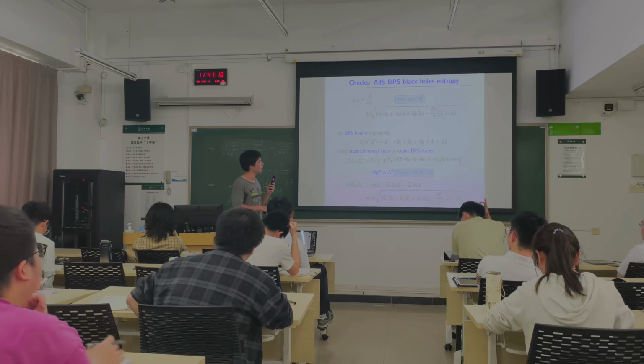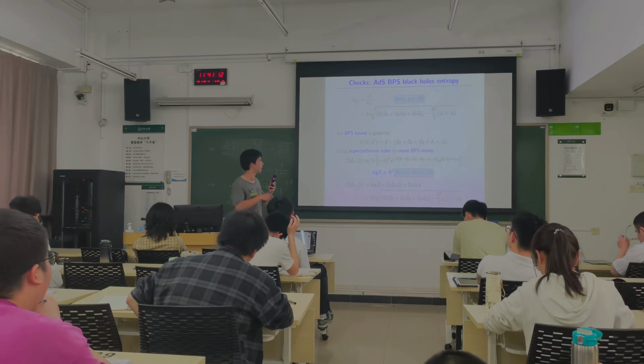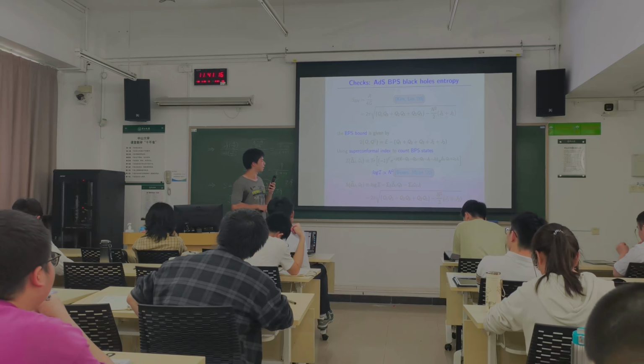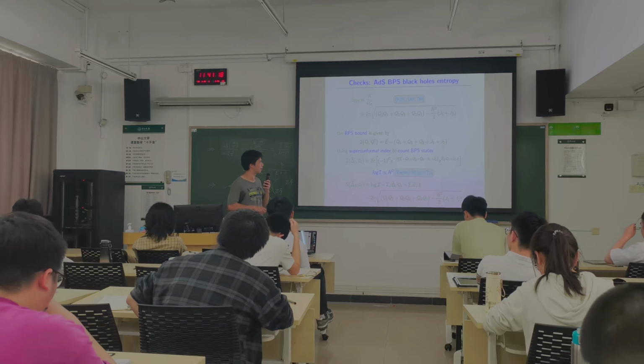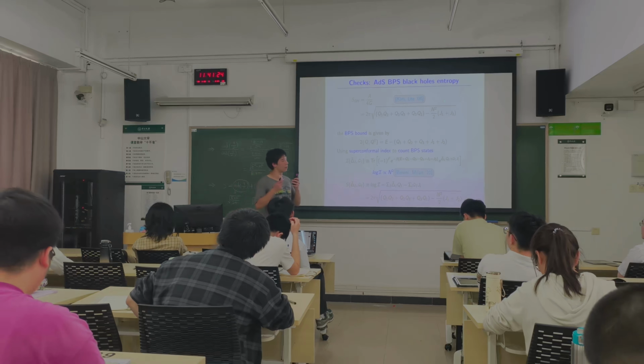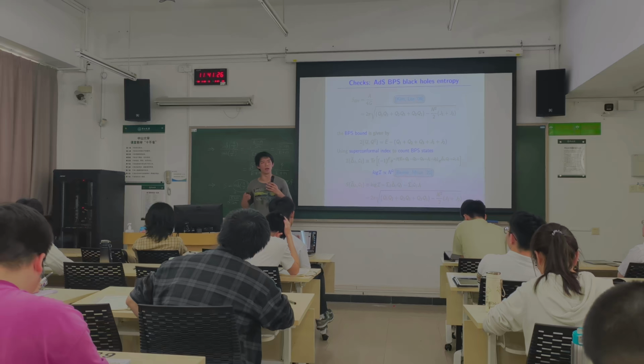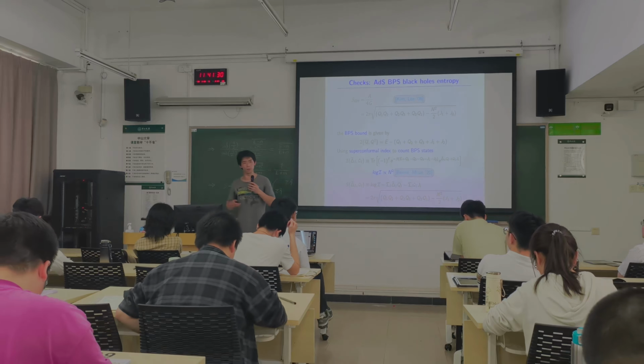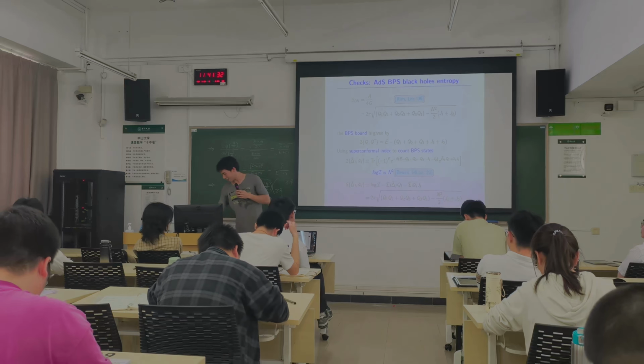And you can use this to count BPS states. After calculation, using some method, you get this result, and plugging it back into the definition of entropy from the gauge theory side, you get the same result as what you obtain from the gravity side. This is what we have as proof of this correspondence. And this will be my talk. So, do you have any questions?